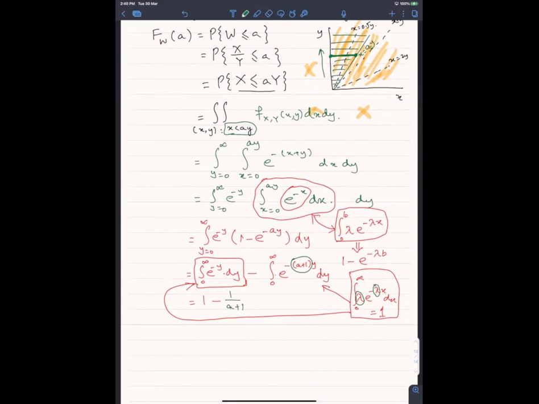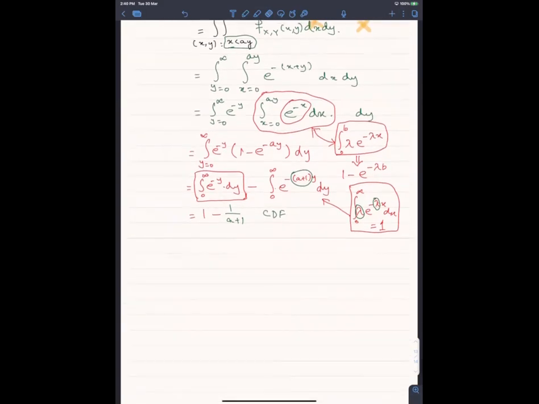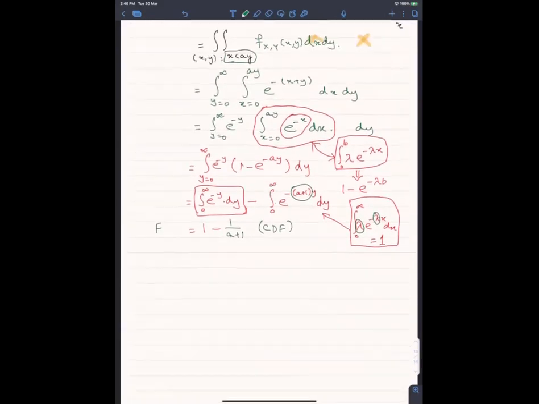So this is your CDF. How do you find the PDF? PDF कैसे निकालेंगे? PDF ऐसे निकालेंगे कि इसको डिफरेंशिएट करेंगे. This is f of W of A. So small f of W of A would be equal to the derivative of this, which would be 1 over A plus 1 whole square. Okay. And you have to specify that A goes from 0 to infinity.